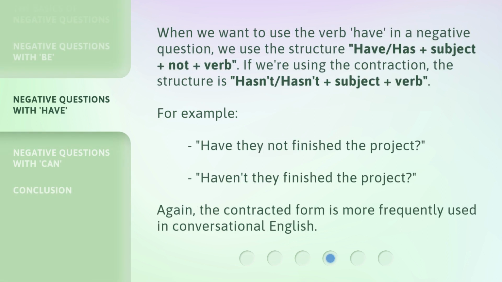When we want to use the verb have in a negative question, we use the structure have or has plus subject plus not plus verb. If we're using the contraction, the structure is haven't or hasn't plus subject plus verb. For example, "Have they not finished the project?" "Haven't they finished the project?" Again, the contracted form is more frequently used in conversational English.